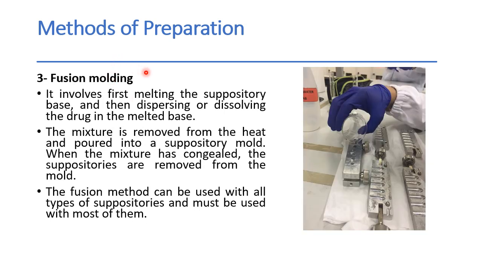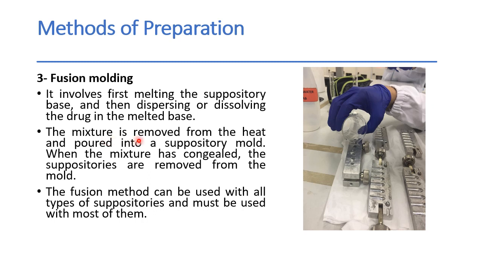The other way of preparing suppository dosage form is by fusion molding. This method involves first melting the suppository base and then adding, dispersing or dissolving the active ingredients in the melted base. So in this case, we don't have a mass, we don't have a dough, but we have a melted mixture of the suppository base and the active ingredient.